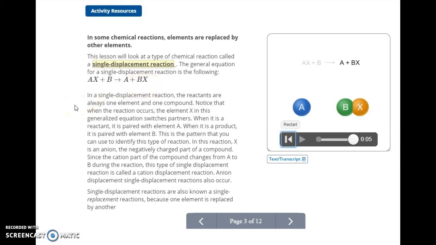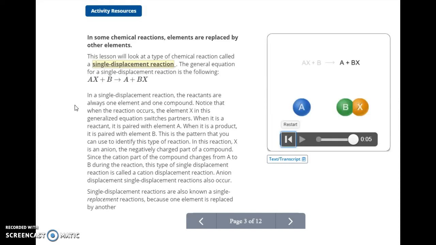In a single displacement reaction, the reactants are always one element and one compound. Notice that when the reaction occurs, the element X in this generalization equation switches partners. When it is a reactant, it is paired with element A. When it is a product, it is paired with element B. This is a pattern that you can use to identify this type of reaction.